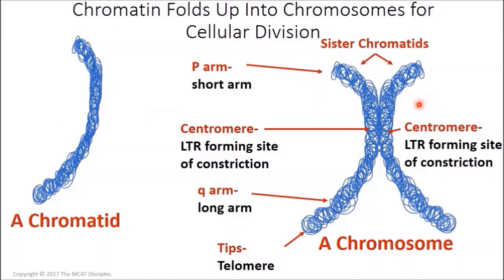There's a nomenclature associated with the chromosome. The P arm is the shorter arm, the Q arm is the long arm, and the tips are called telomeres. We're going to go through that at the end of the lecture. You also have the centromere. It's a long tandem repeat structure, and it's the site of constriction. We're going to go through what a long tandem repeat is, but essentially it's just a repeating sequence of DNA. We'll go through that terminology, so don't worry.